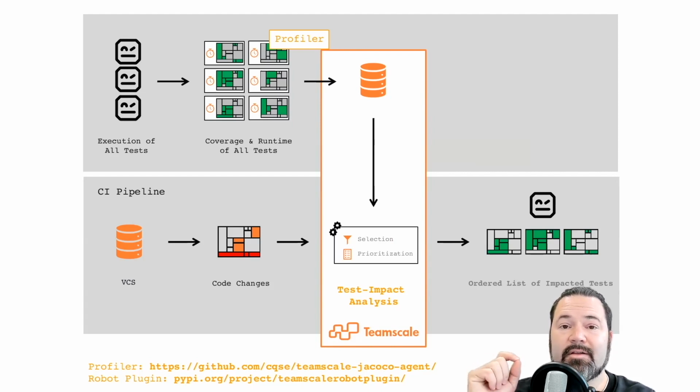Now, the JaCoCo agent and the Robot plugin are open source. Teamscale is not, because our business model is to sell our software. So what you can do with the open source part is capture test case specific coverage and write it down and use it with other tools. And you can also use the free version of Teamscale for the Pareto optimization, but you need the commercial one for the test impact analysis.